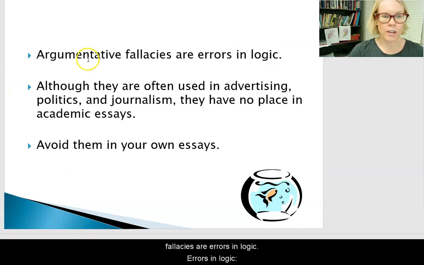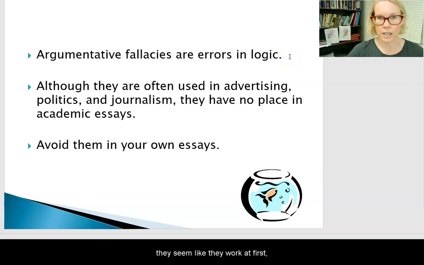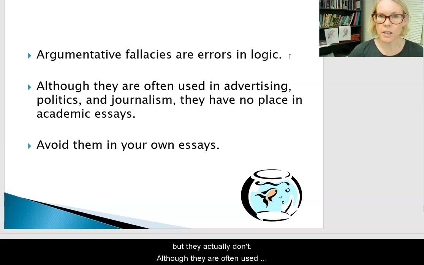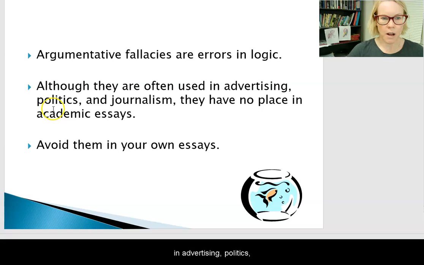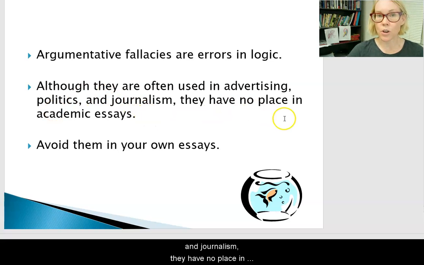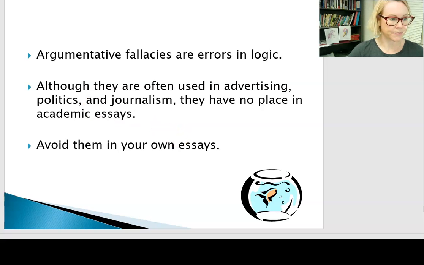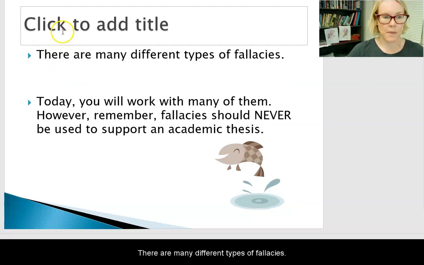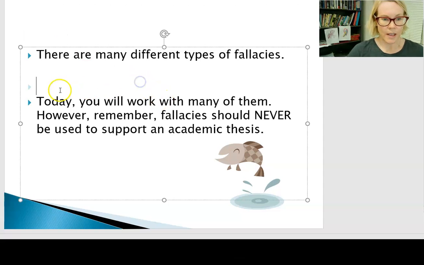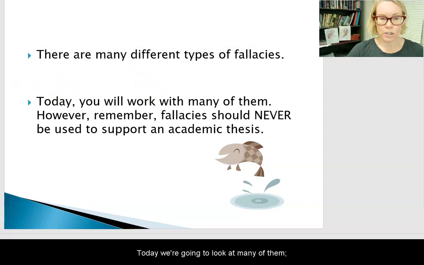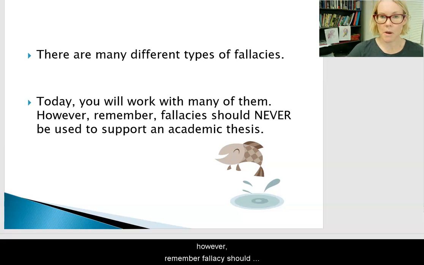So first, argumentative fallacies are errors in logic. Okay, errors in logic. They seem like they work at first, but they actually don't. Although they are often used in advertising, politics, and journalism, they have no place in academic essays. Avoid them in your own essays. There are many different types of fallacies. Today, we're going to look at many of them. However, remember, fallacies should never be used to support an academic thesis. Okay.